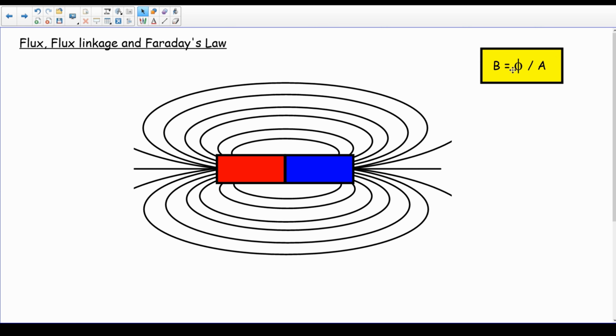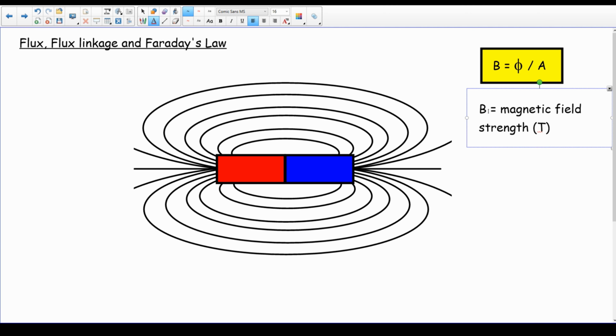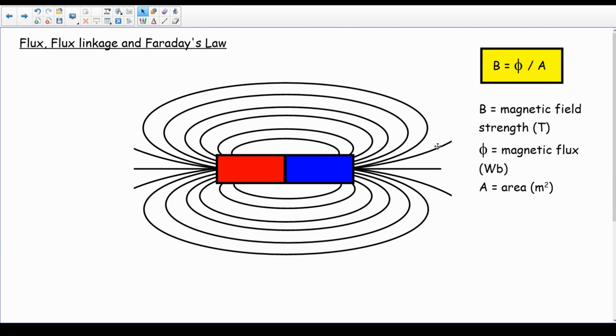Okay, and we had this equation that B was equal to phi divided by A, where B is the magnetic field strength measured in Tesla, phi is the magnetic flux measured in Weber or Webers, and of course our old friend A for area measured in meters squared. And we use this as a definition to try and understand what magnetic flux was. It simply is a measurement of the number of field lines that you get traveling around a particular magnet. And if you had a total value of phi, you would know the total number of field lines that would be generated by a particular magnet.